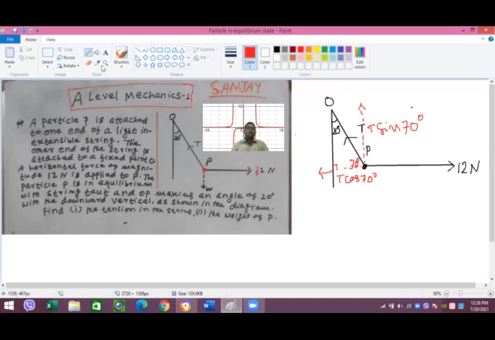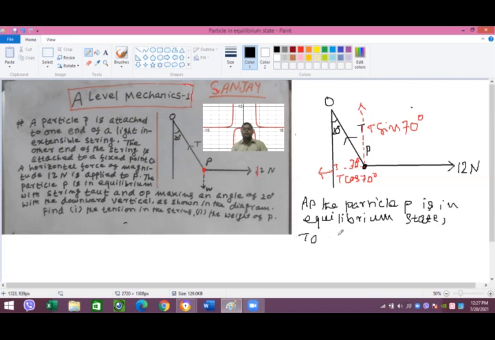So you can see that when the particle P is in equilibrium state, then the total sum of the forces must be equal to 0.